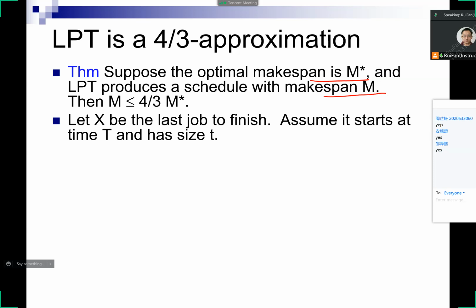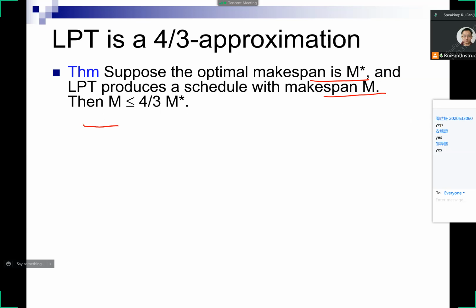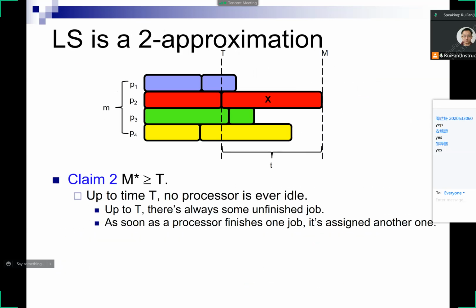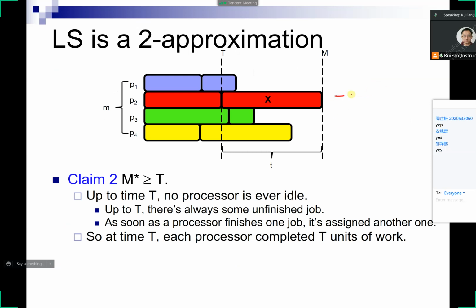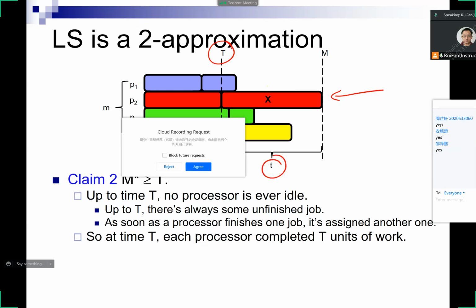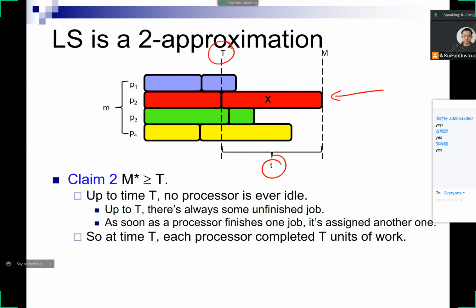The approach we're going to use is similar to our proof for list scheduling. Again, we're going to focus on a particular job, which is the last job to finish. This is the job which determines your makespan because it's the final job to finish. If we go back to the proof, this is the picture. We're going to use basically the same setup as for the 2 approximation. We're going to focus on this job X, which finishes last. And again, we're going to assume that it starts at capital T, and then it runs for little t amount of time.